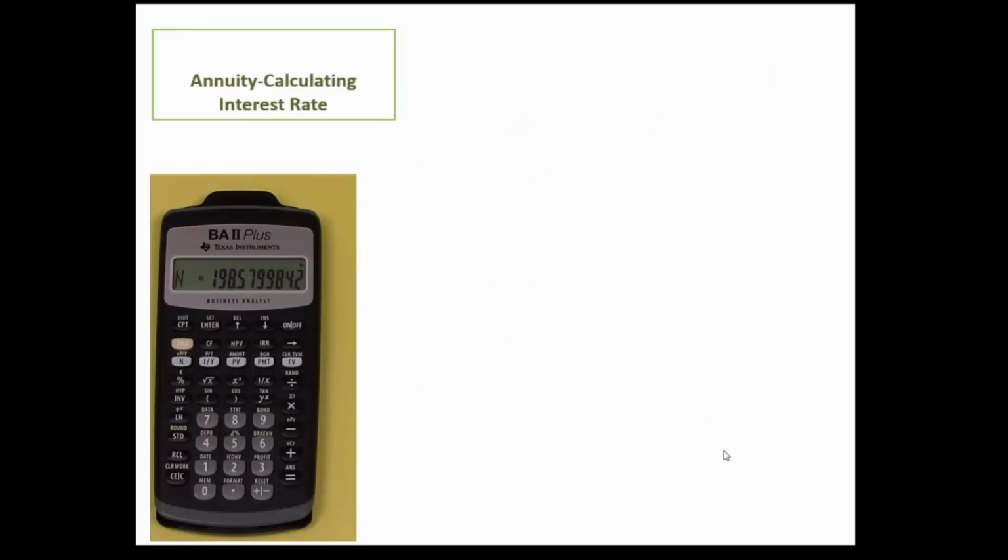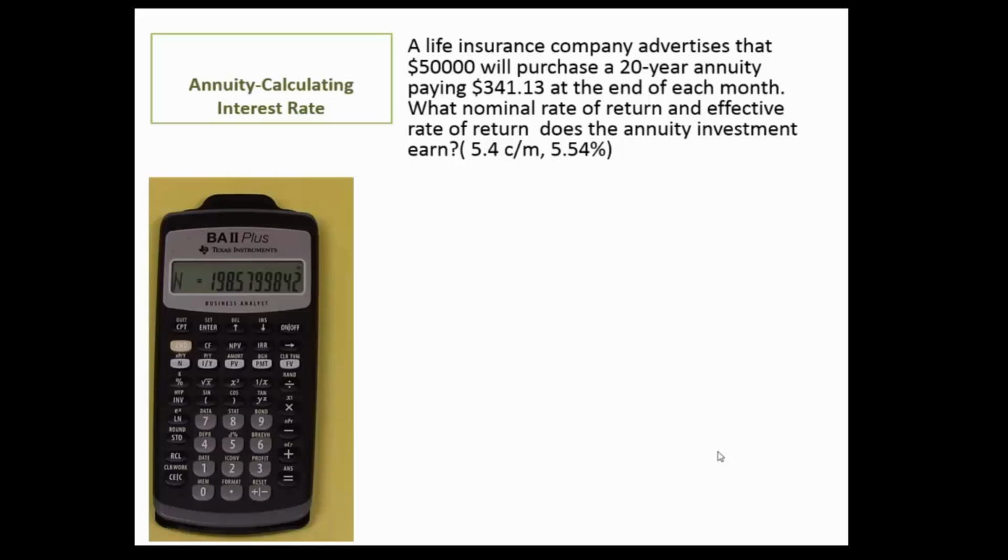Finally, we will calculate the interest rate for annuity. A life insurance company advertises that $50,000 will purchase a 20-year annuity paying $341.13 at the end of each month. What nominal rate of return and effective rate of return does the annuity investment earn?